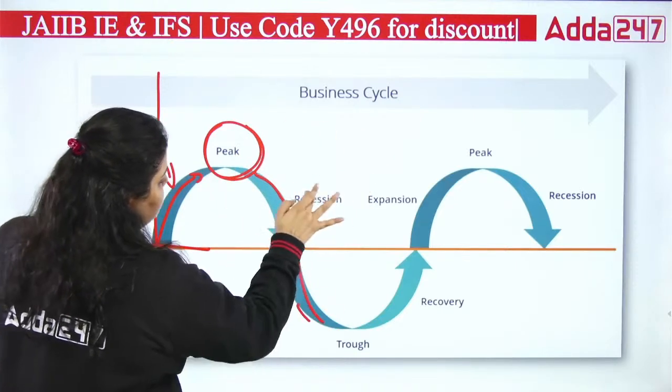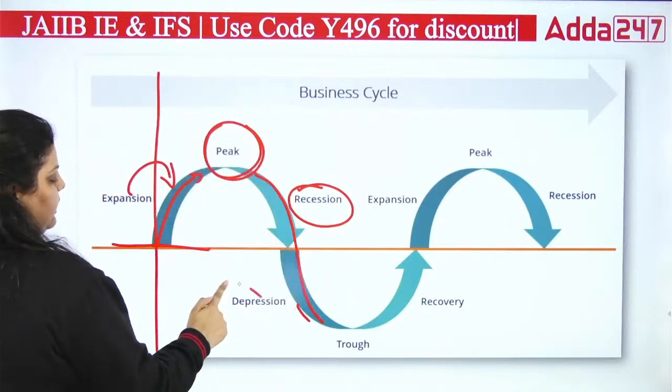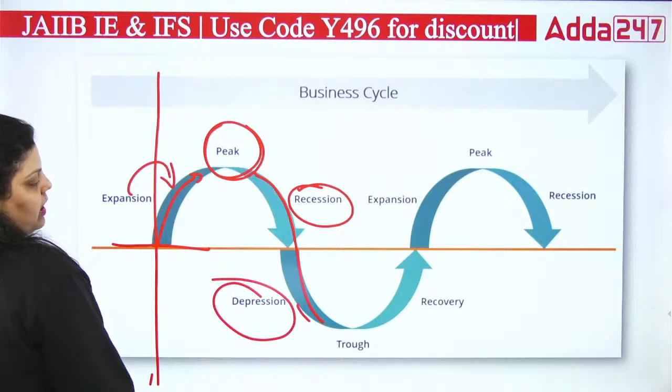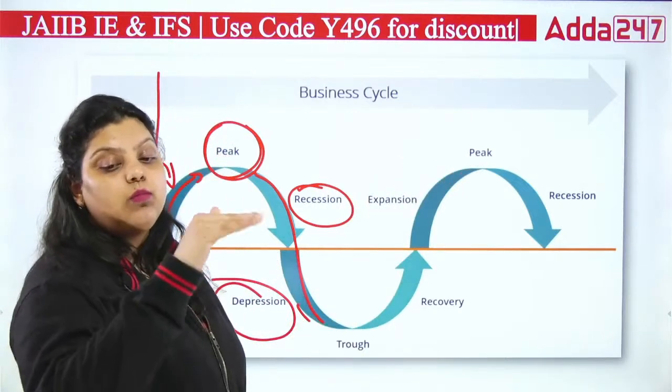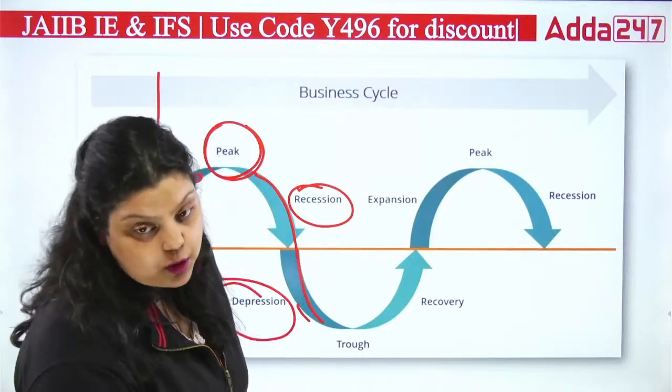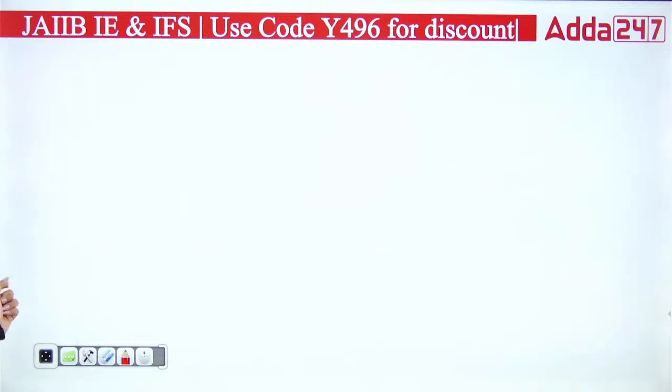That represents your recession, like your economy is starting contraction, and it will show you depression. Okay, and this sequence will keep going on. Like I've said, it is a wave-like movement in business when we talk about the business cycle. So these are the four phases of business cycle we have discussed.